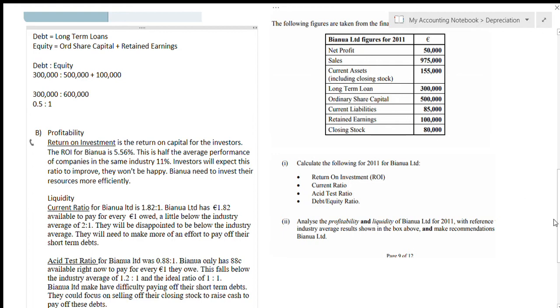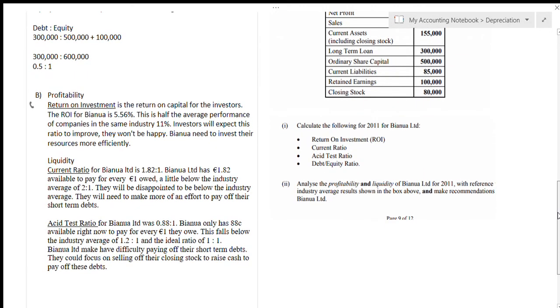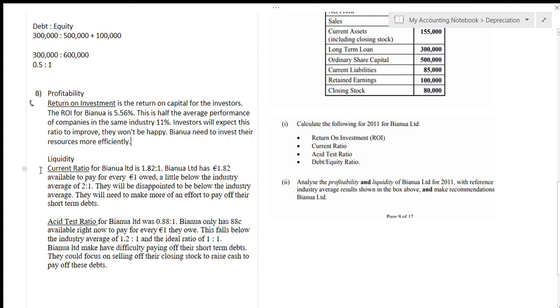Liquidity, there were 2 ratios given. We had 2 ratios here for liquidity. We don't need to look at explaining this one because that's not liquidity nor profitability. It's our gearing, it's our final one. So for liquidity, I have 2: the current ratio and the asset test ratio. So let's look at the current ratio first.